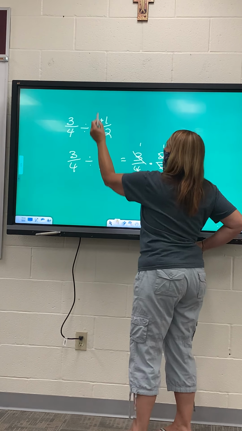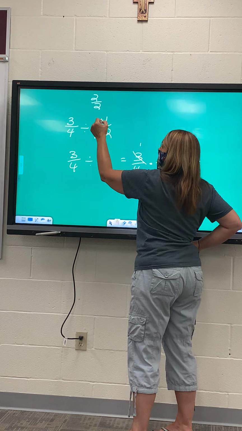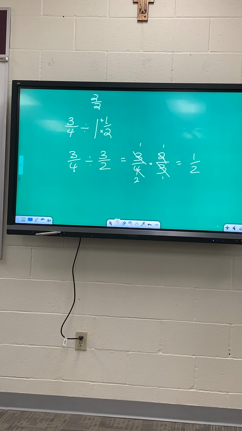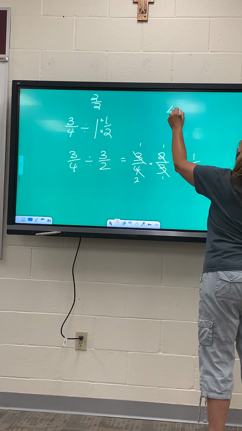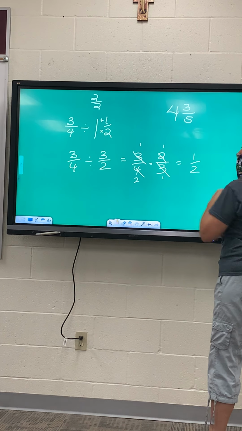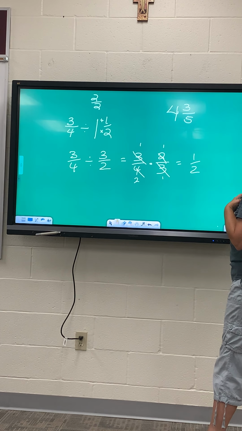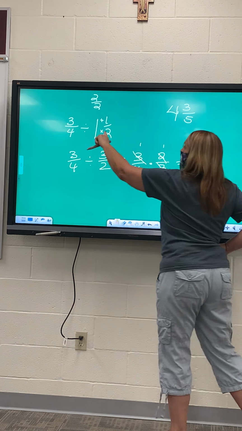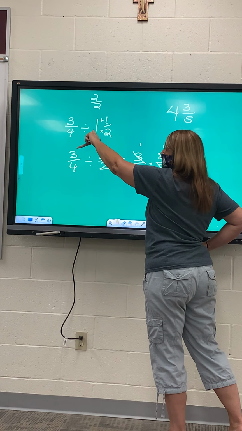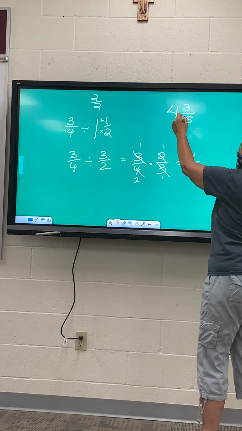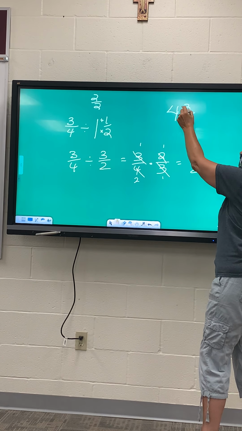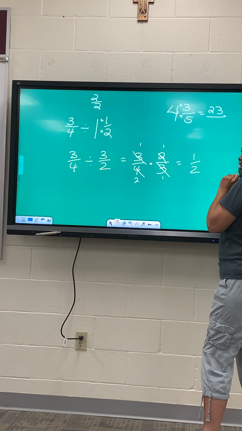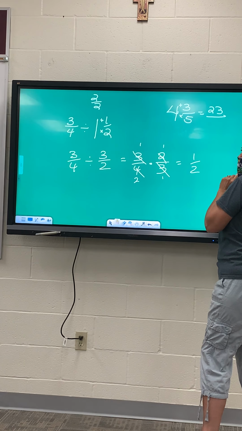Because this is actually 2 2s. So 2 2s combined with another 1, 2 gives you 3. I'll do another one. 4 and 3/5. What's that? Denominator times whole number, then add the top. So what's 5 times 4? 20, plus 3, 23. And that would be the top number.